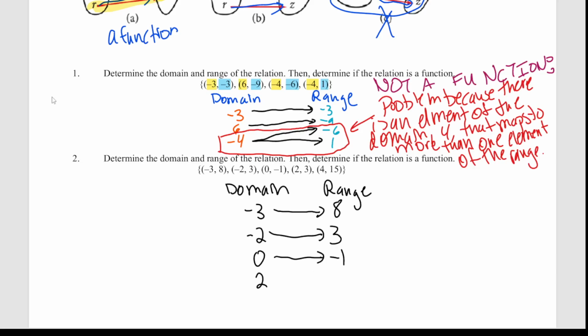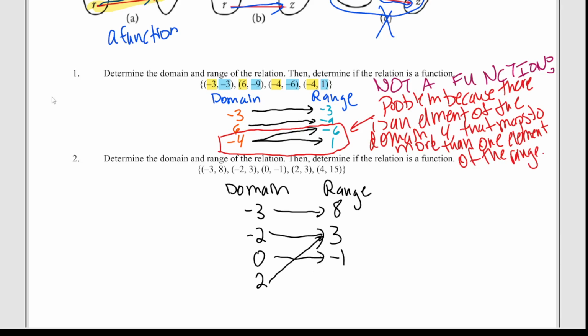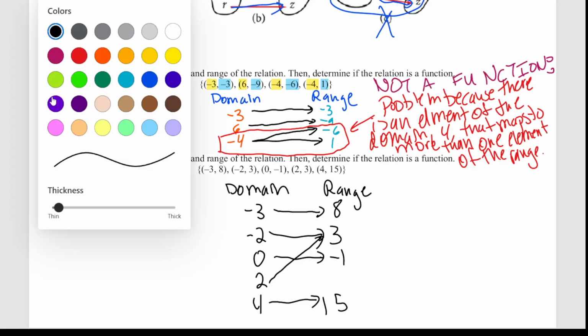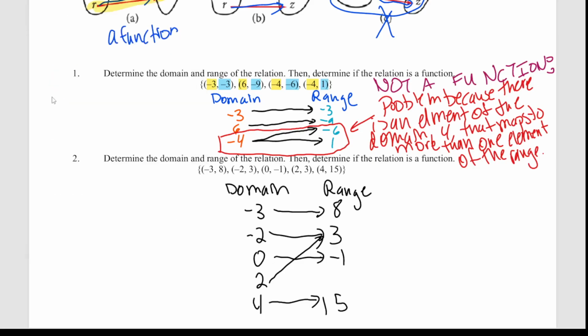I noticed that I already listed 3, so we can go ahead and show that both of them go to 3. That's fine. Then we have 4 in the domain, mapping to 15 in the range. So in this case, is it a function? It is. It's okay that both -2 and 2 go to 3. What would be a problem is if -2 went to both 3 and -1. So we're okay. And how would we justify that? We would say yes, it is a function, and then we'd basically repeat the definition of the function.